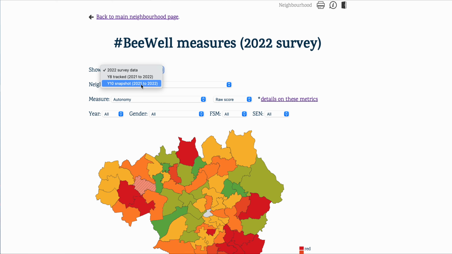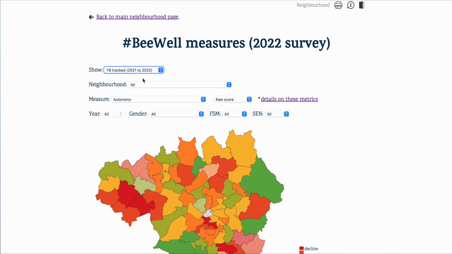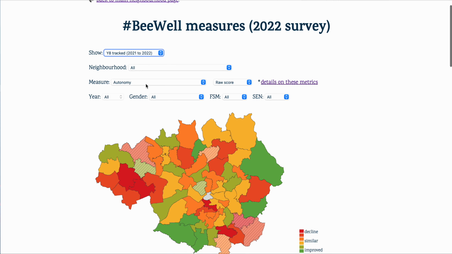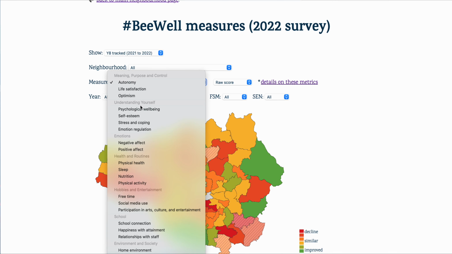Alternatively, you can look at our repeated snapshot cohort. So this is where we survey young people who are in Year 10 in a given school at the point of the survey. So I'm going to select the tracked cohort. We will look at levels of self-esteem.